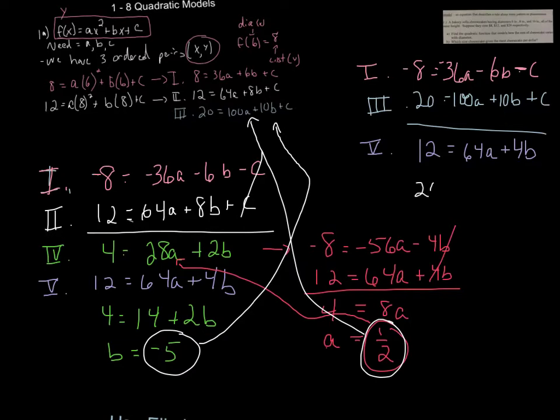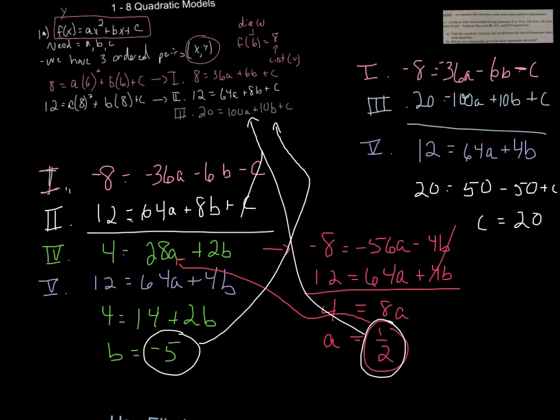So 20 on the right side of the screen here. 20 equals 100 times a half is 50. 10 times -5 is -50. Oh, that's nice. Plus c. So c is 20. All right, cool.